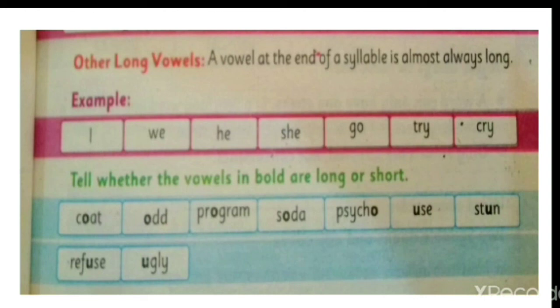So the point is that we have the vowel at the end of a syllable, and that's why it's long. We have this rule that if the vowel is at the end of a syllable, it is almost always long.